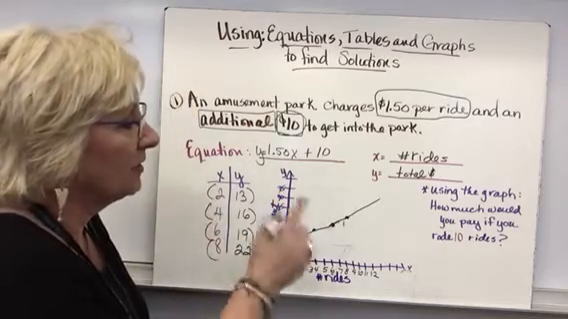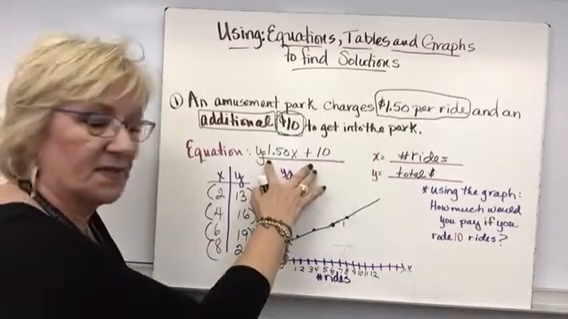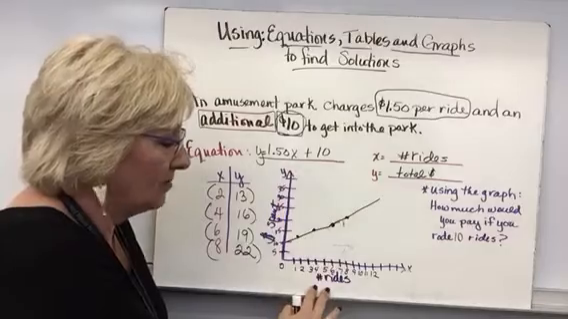And now I'm going to look at what I've got. I've filled out a table. I've got my equation, which is sometimes called the rule. You will hear this as the rule. And now I have plotted my points.